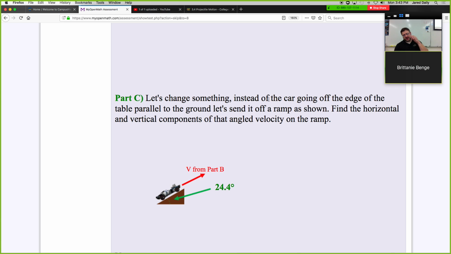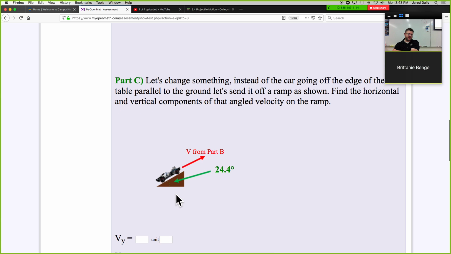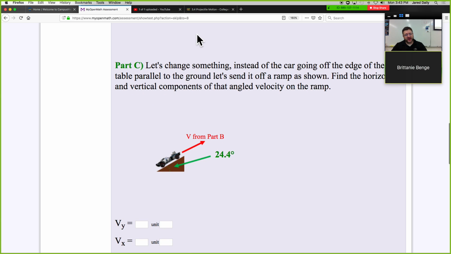And then they change it on you. They say, well, what if we put it off a ramp at the end? In this case, essentially the velocity that you're going to get from part B is going to be put in an angle. And the angle that they give you here may be different for each person. But you're going to now resolve it into components. And then you're going to solve it in 2 dimensions. How do we do that?